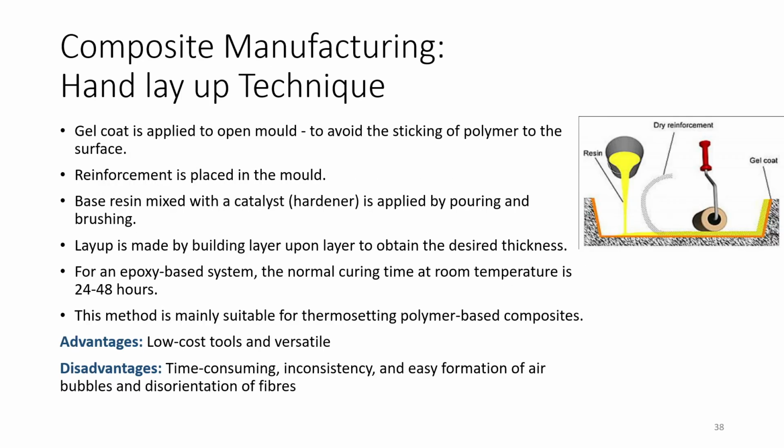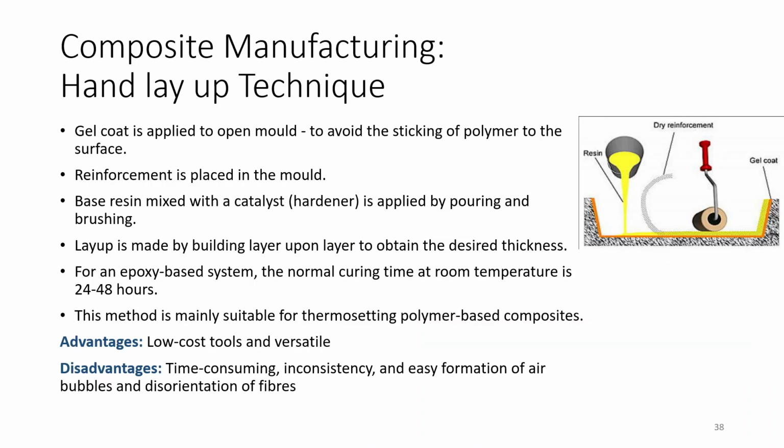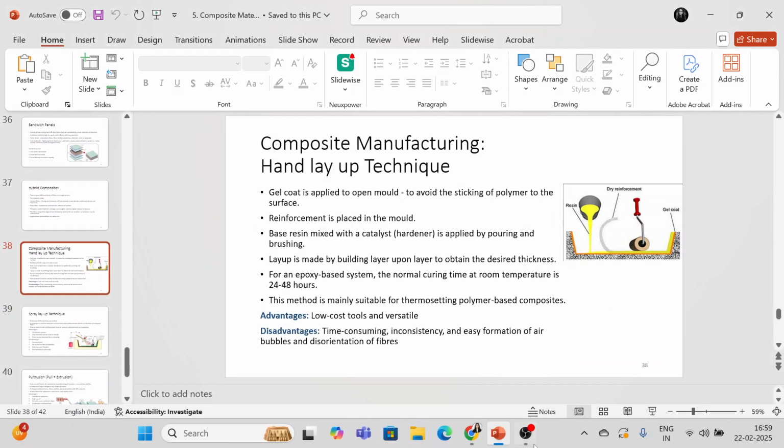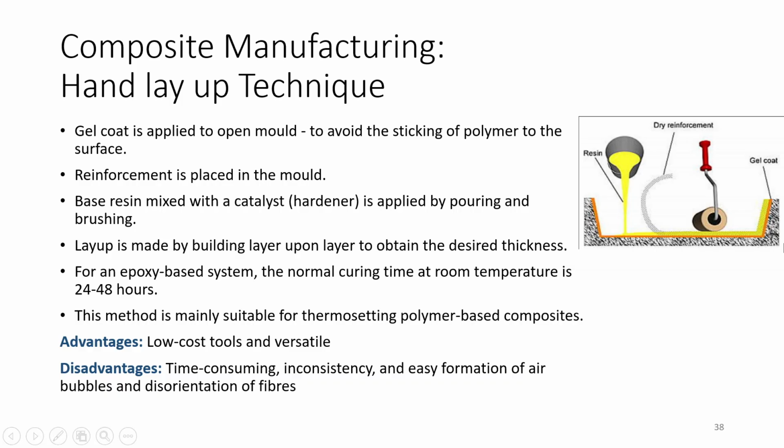Now there are 5 techniques for making these composites. First is the hand layup technique. Firstly, we apply gel coat. Gel coat is applied to the open mold to avoid the sticking of polymer to the surface, and the reinforcement is placed in the mold. Here this dry reinforcement is placed. Then the resin is poured in this. This gel coat will be providing separation, so it won't be sticking.